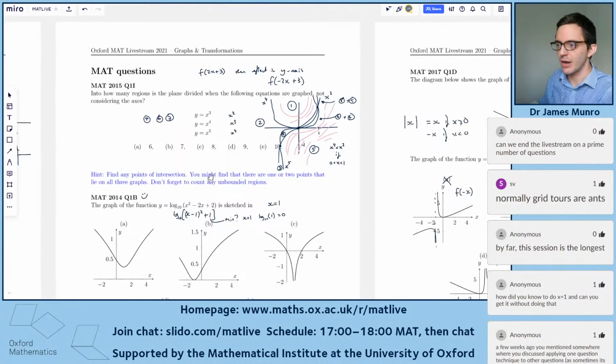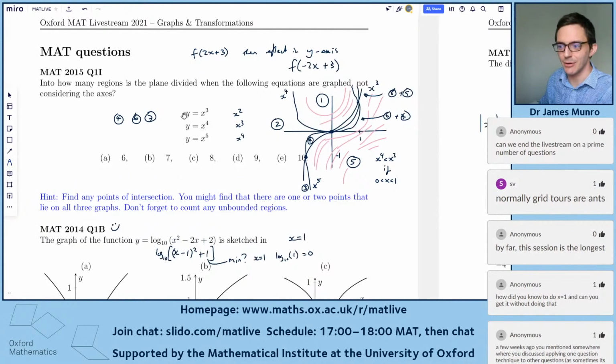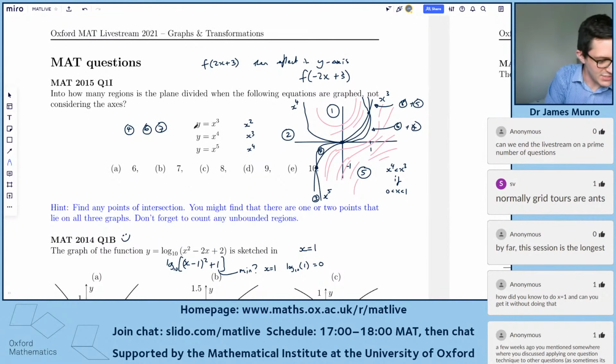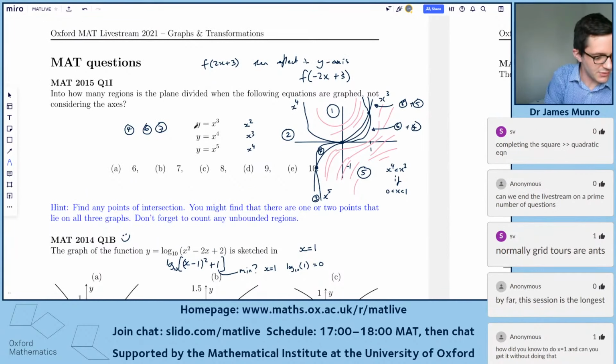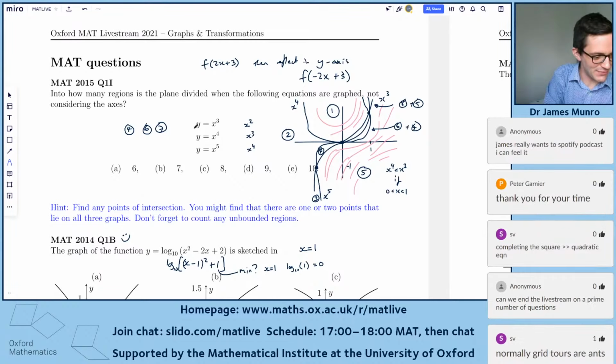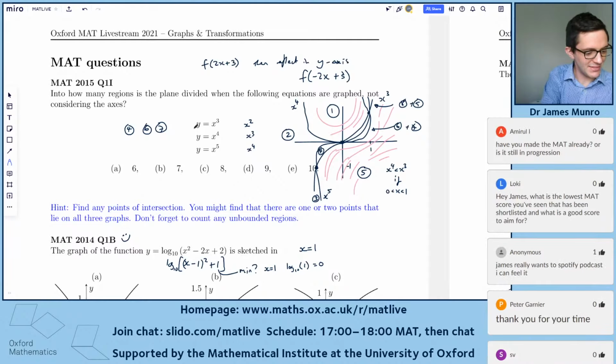I kind of want to think about this one. I'm going to have this on the screen while we do stuff. Cool. Completing the square much better than quadratic equations. Thank you, Peter. I keep mentioning the Spotify podcast now. It's really taken my imagination. Let's take that question. I did call it a podcast.